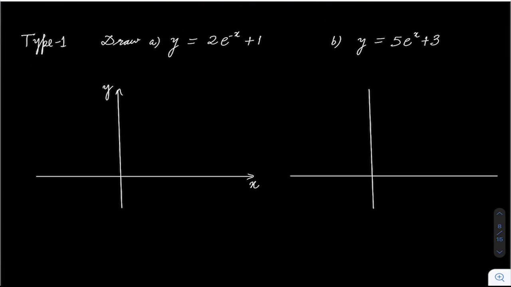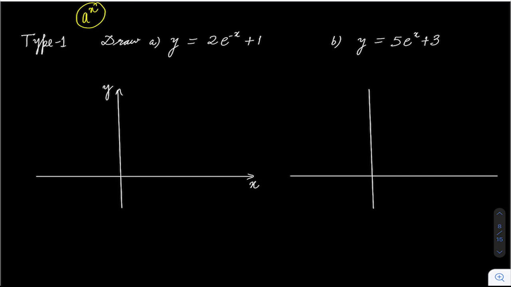First question, they can simply say draw a graph. So for example, we have taken two graphs, y equal to 2 e power minus x plus 1 and y equal to 5 e power x plus 3. Now in the first case, you can see my a value, if you remember, a power x. So a value is less than 1 because it's e power minus x, right?